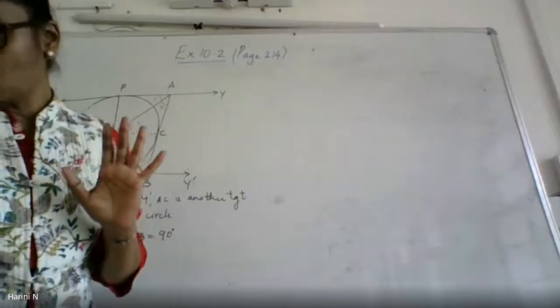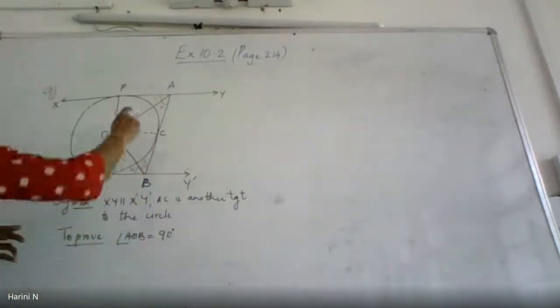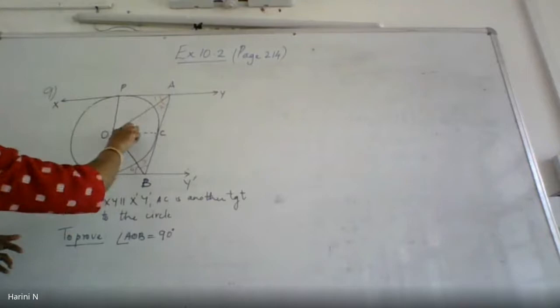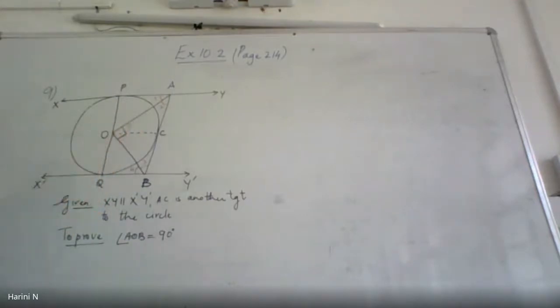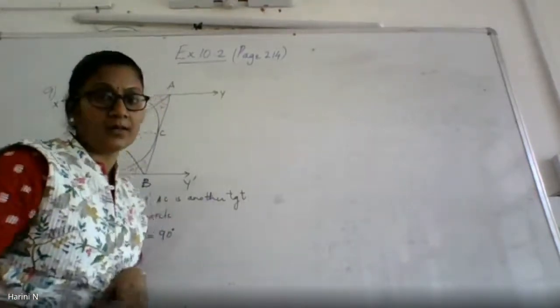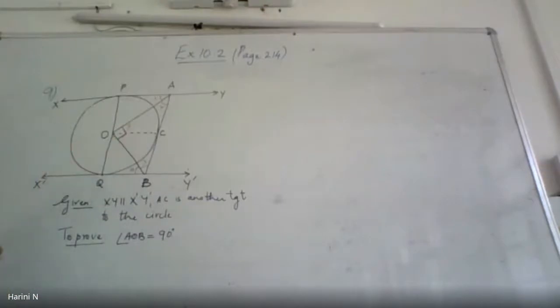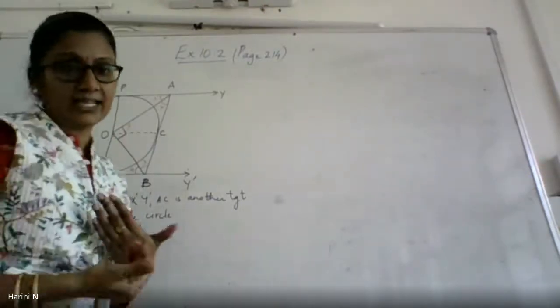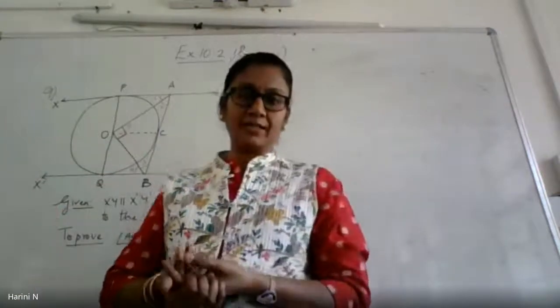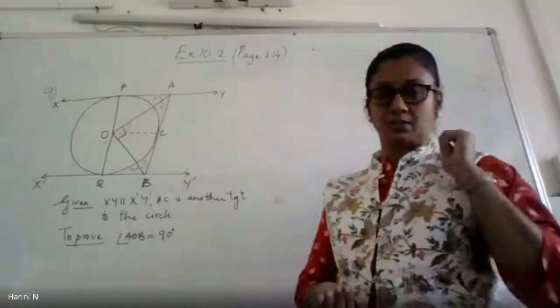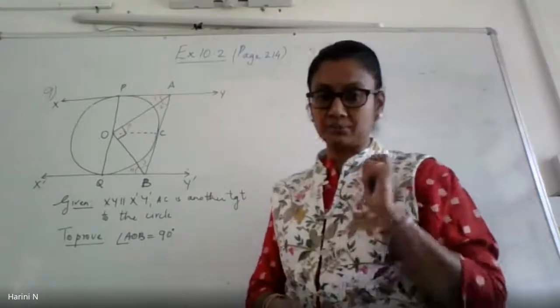I have to show that angle AOB, can you see this angle at the center? I have to show that it is equal to 90 degrees. So for that, I have to use all that I have done so far as theorems 1 and 3. Most probably, I am going to use theorem 3.